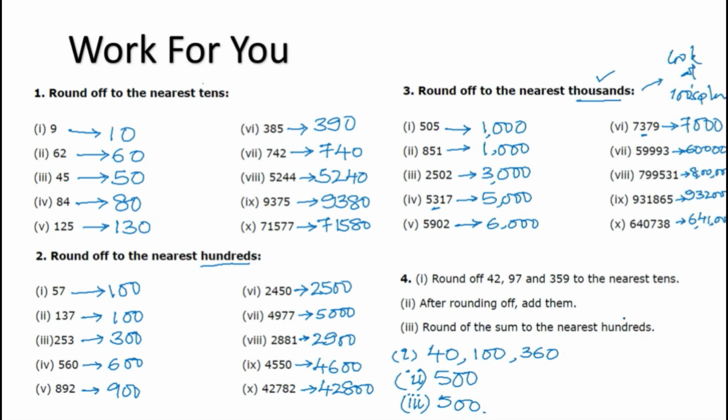Had it been 1000, the answer would have been 1000. If the question is to the nearest 1000, the answer would be 1000. Hope you must have done these 4 questions. Let us solve few more questions now. Previous one was question number 4. I will take this as question number 5. Question 5.